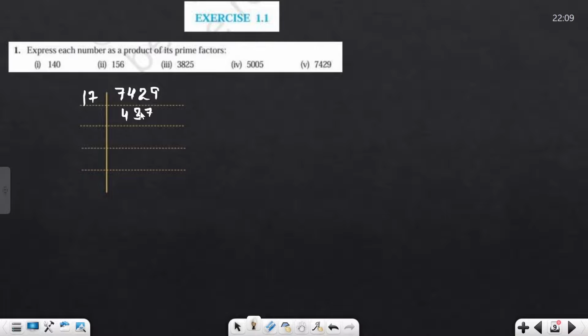17 2 ja 17 5 ja 85, 80, not it. Okay, so we divide by 19. When we divide by 19, 19 2 ja 38, and 19 3 ja 57. So 23 is a prime number, so divide by 23. So 7429 has factors 17, 19, and 23. Okay, I hope everyone understands.